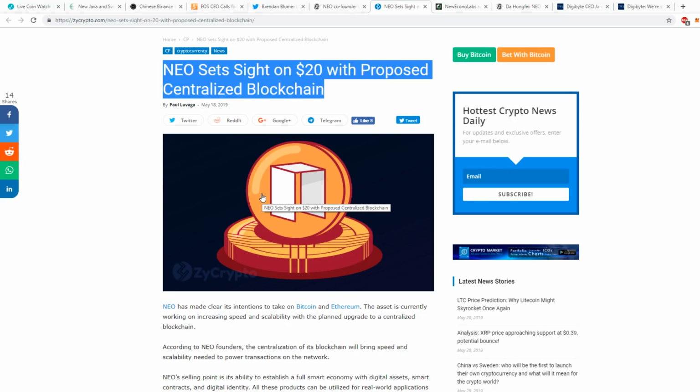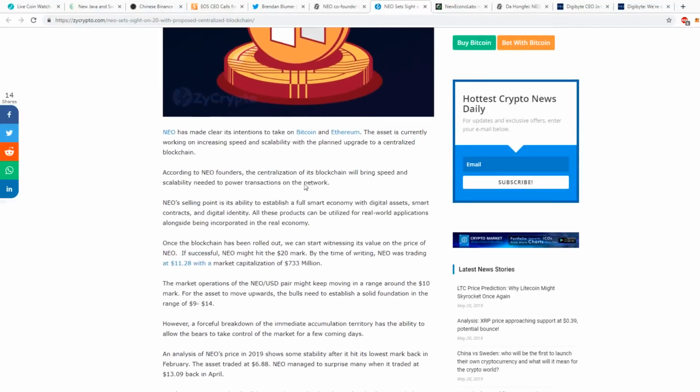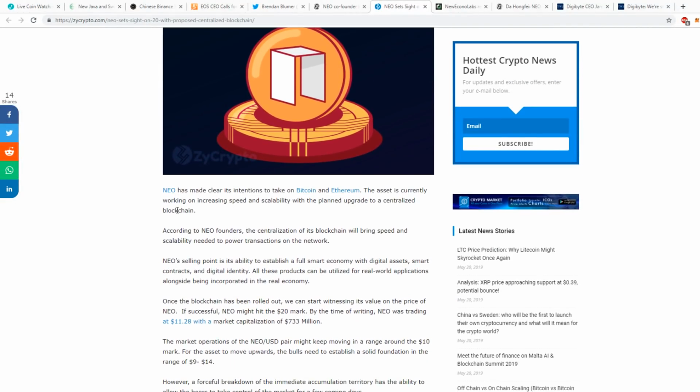Oh, guys, this is yet another claim of centralization like we're seeing every day, day in, day out with all of these blockchain projects. It's insane how many haters, fudsters, and people like that are in the space. According to Neo founders, the centralization of his blockchain will bring speed and scalability needed to power transactions on the network. And I'm wondering if they themselves said the little things in this quote, right?